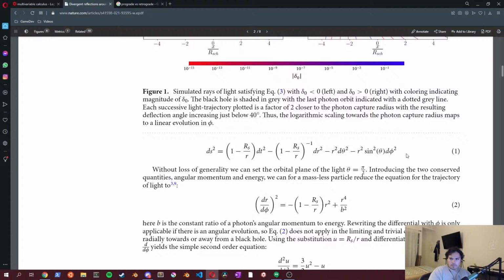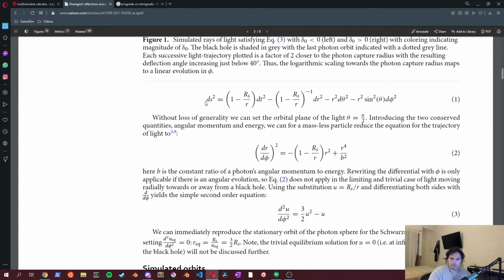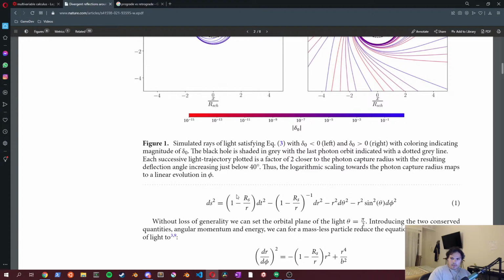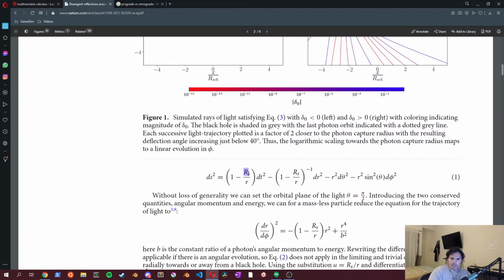So you basically just have this kind of time dilation term, and then this is in spherical coordinates. You have another term here for the dr, and the standard r squared d theta, r squared sine squared theta d phi. So this is how you measure distances in that geometry, where rs again is the Schwarzschild radius.